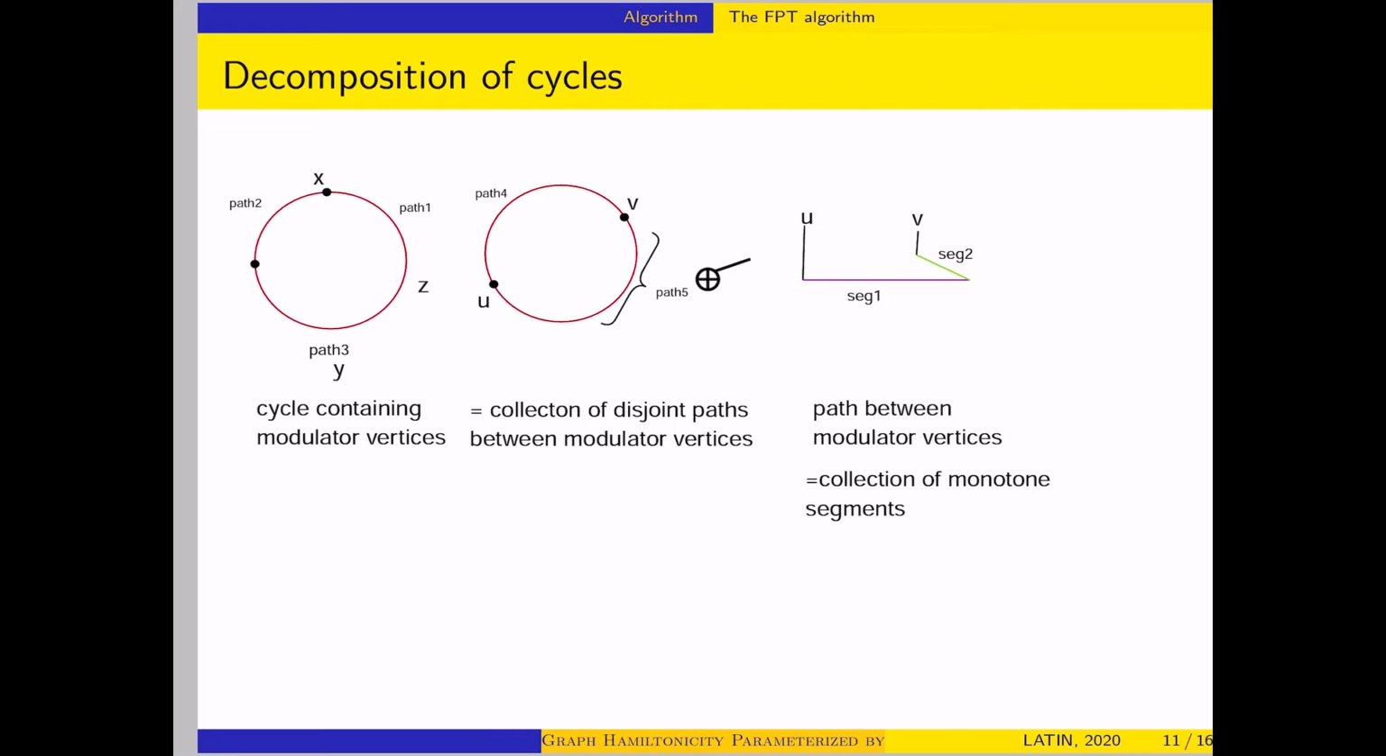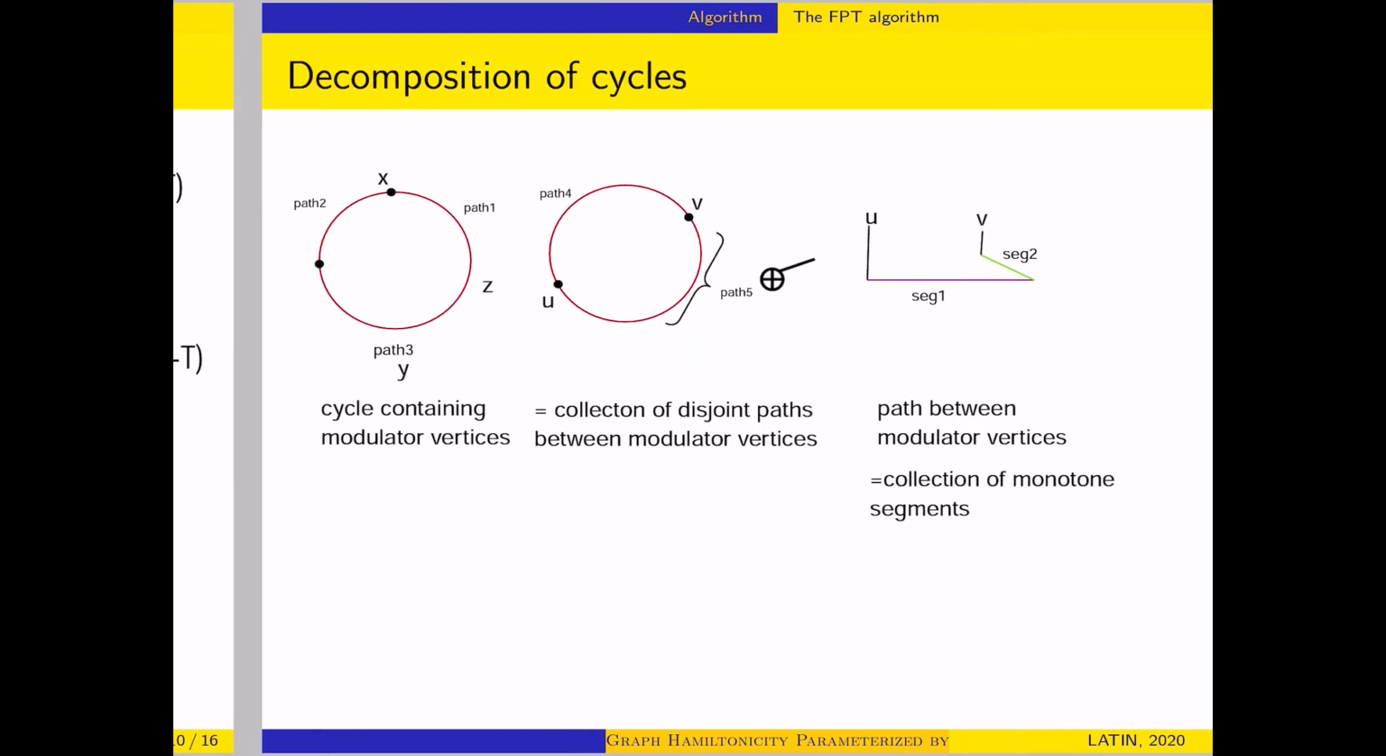Similarly, instead of trying to find a cycle that contains u and v, we will try to find two internally disjoint segments between u and v. Now, all these internal paths are completely contained inside the proper interval graph. So, from the previous property we know that they are at most 3 monotone. So, instead of trying to find a path between the modulator vertices, we can try to find a collection of monotone segments with certain properties.